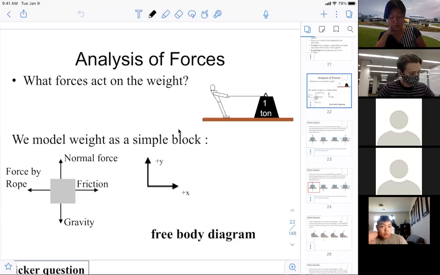So this would be your force diagram, a free body diagram. Free body meaning that you're really just isolating this object and looking only at this object but nothing else.